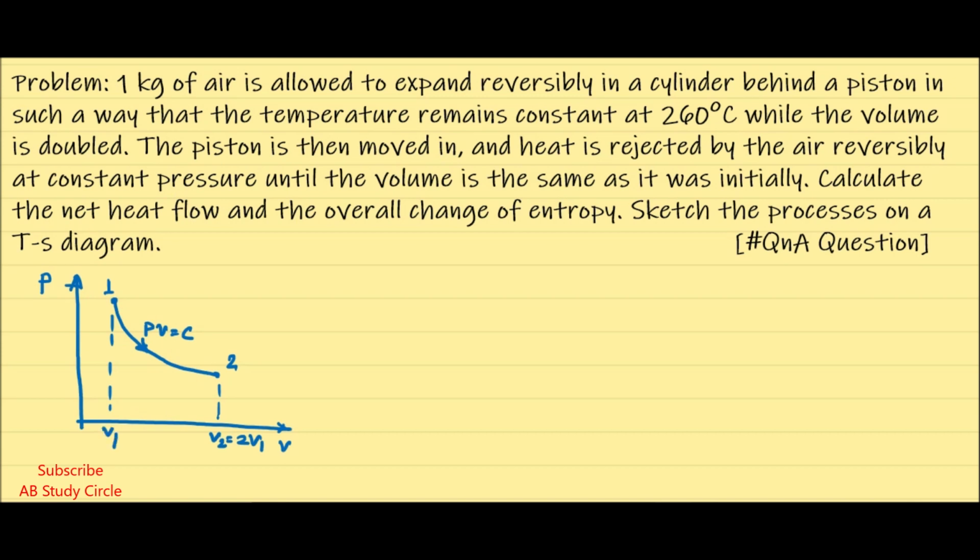After that, the piston is moved in and heat is rejected and volume becomes V1 again. So the process will be like this. Constant pressure process, P equal to constant, say it is point 3, where V1 is equal to V3, and this is nothing but V equal to constant. We are required with this one and this one, we are not concerned about this one. Now from this PV plot, let's prepare the TS diagram.